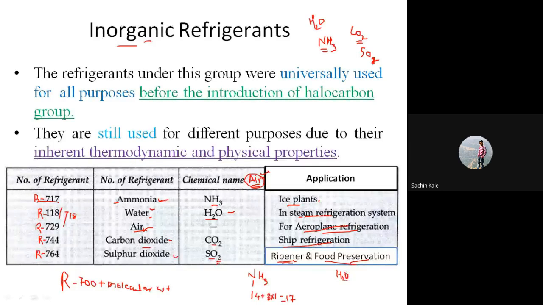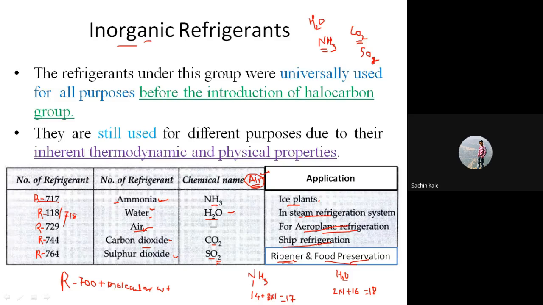What is the molecular weight for hydrogen? 1. But as 2 hydrogen atoms are there, so 2 into 1. What about oxygen? The molecular weight of oxygen is 16. So 2 into 1 plus 16, that is nothing but 18. Total is 18. So R700 plus 18, that is nothing but 718. R718 will be called water.